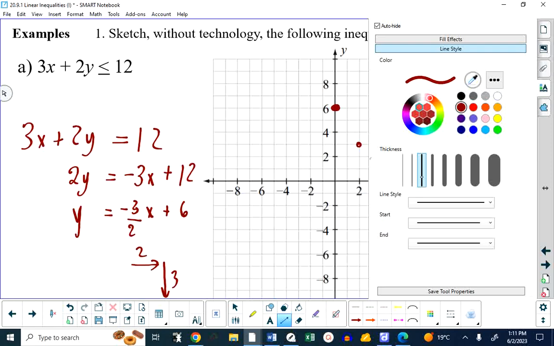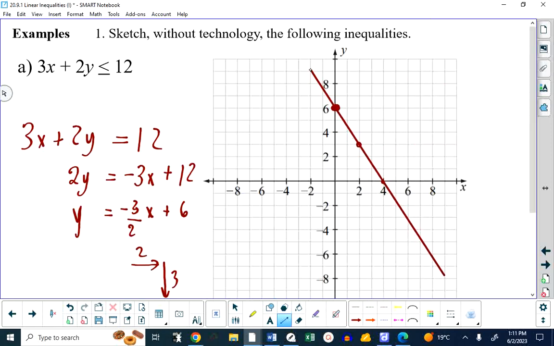2 and down 3. There. And I admit I'm being a little lazy. We should, for any line, have arrows on the end.